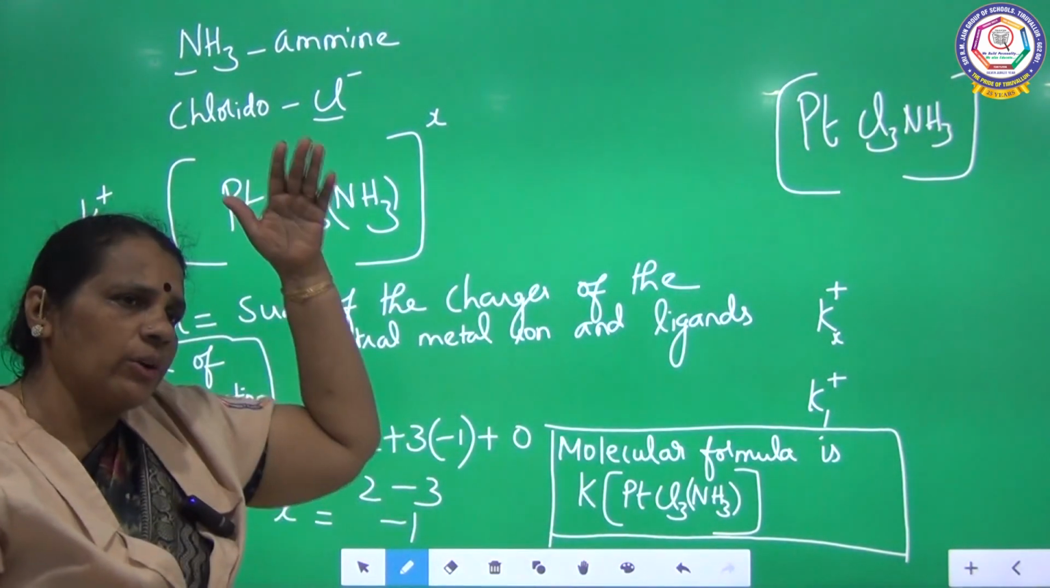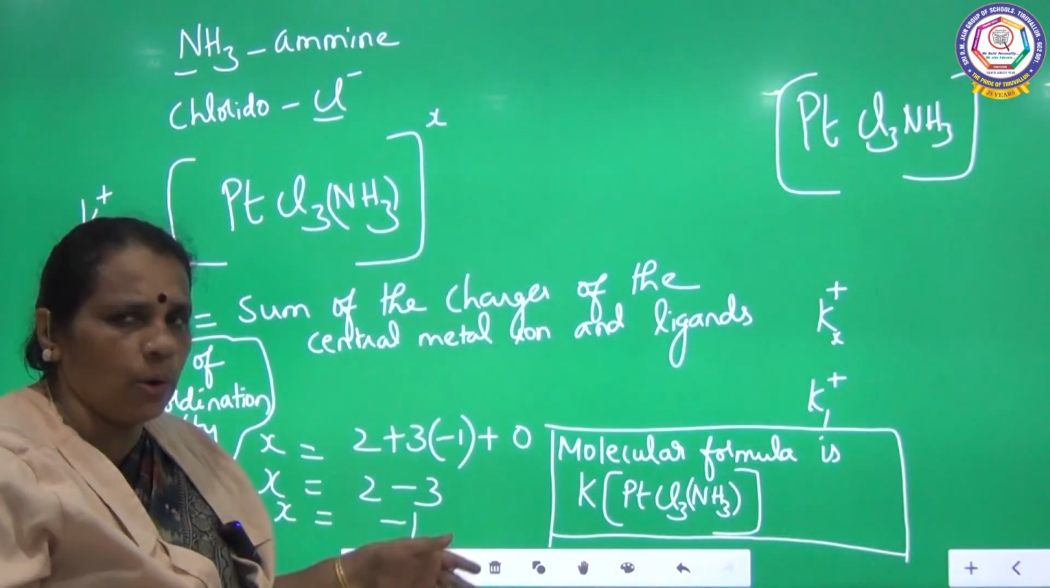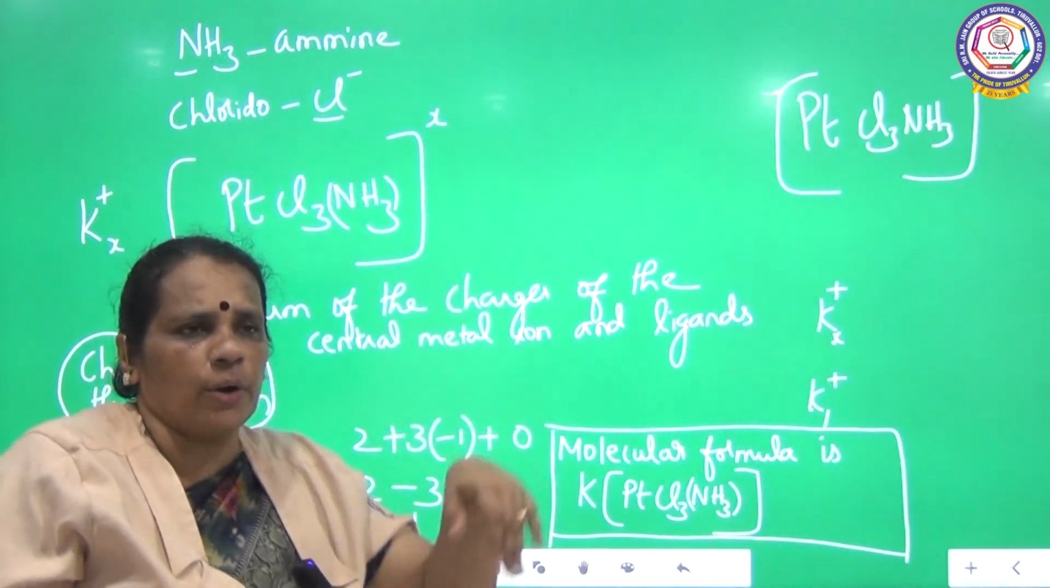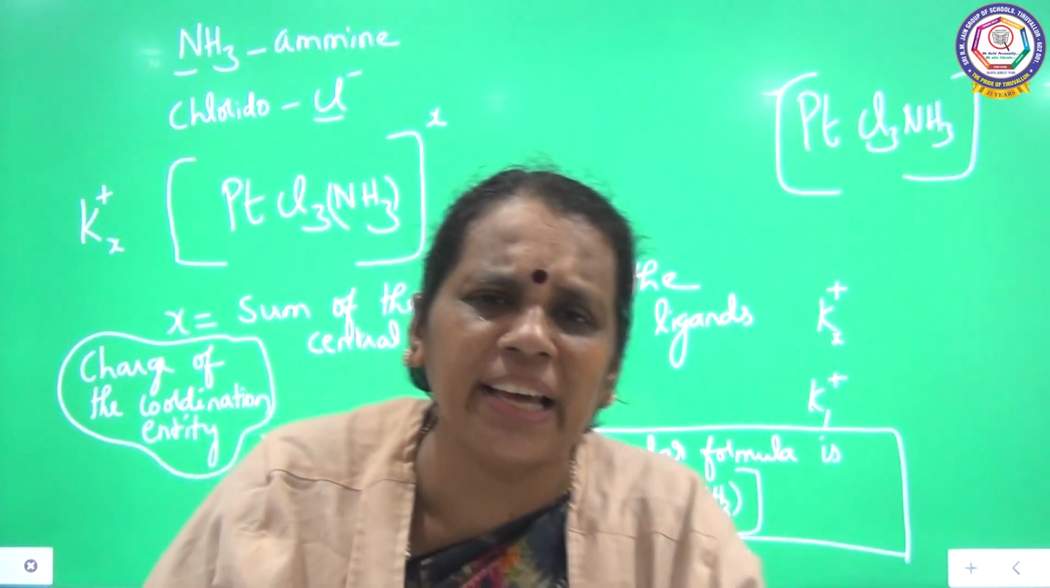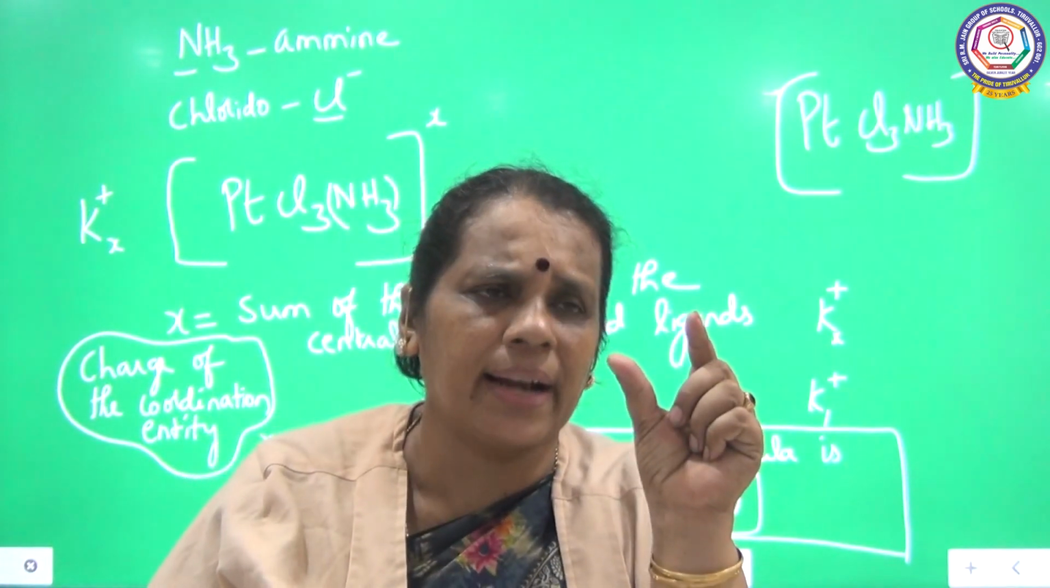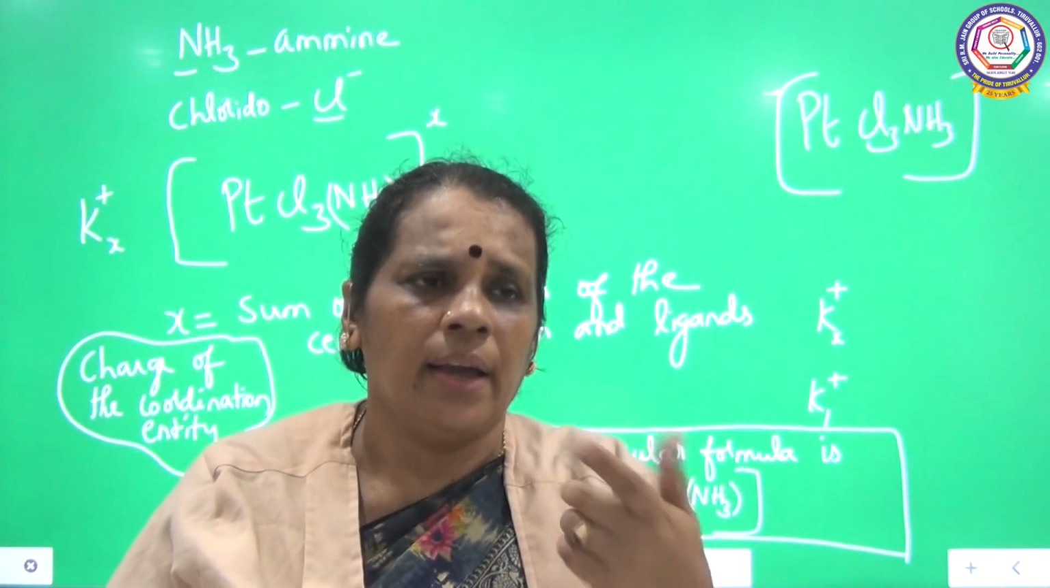So far we have seen mononuclear complexes, and now I have given an example for a binuclear complex. Then we are going to talk about polynuclear complexes, where many ligands will be there in the square bracket. We are going to see that in the next class.